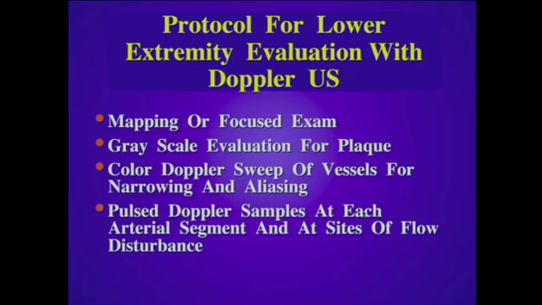The protocol for the lower extremity evaluation with Doppler ultrasound can be either a mapping or a focused exam. In either case, we'll use grayscale to evaluate for the presence of plaque. Color Doppler is valuable to identify areas of abnormal flow by sweeping the vessels for narrowing and aliasing. And we use pulse Doppler to sample each arterial segment and also at sites of flow abnormality that are identified on our color Doppler exam.